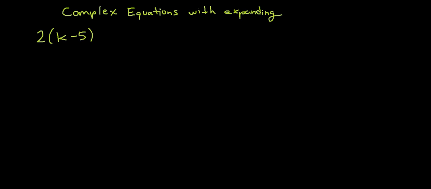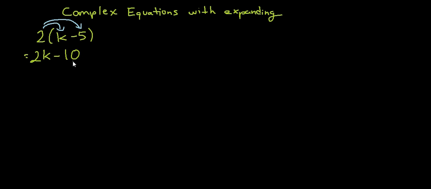And we had something that I like to call, not that I made it up, but I do like to call it the rainbow rule. Right? So multiply everything on the inside by that number outside the bracket. So we end up with 2 times k, which equals 2k, and 2 times -5, which equals -10. So there we go. I've expanded.